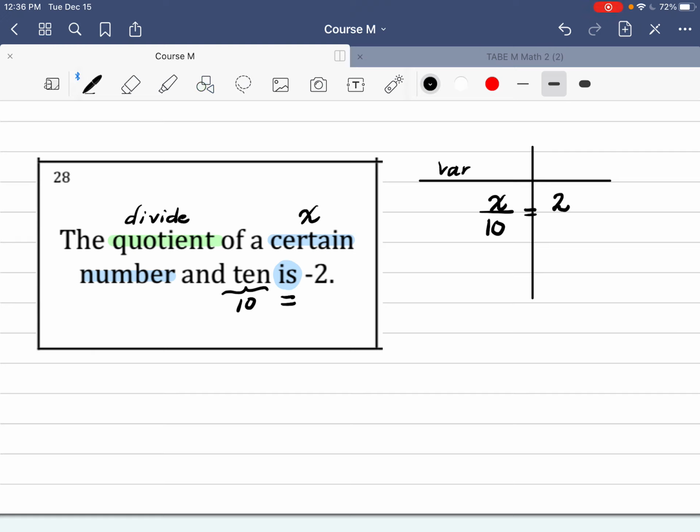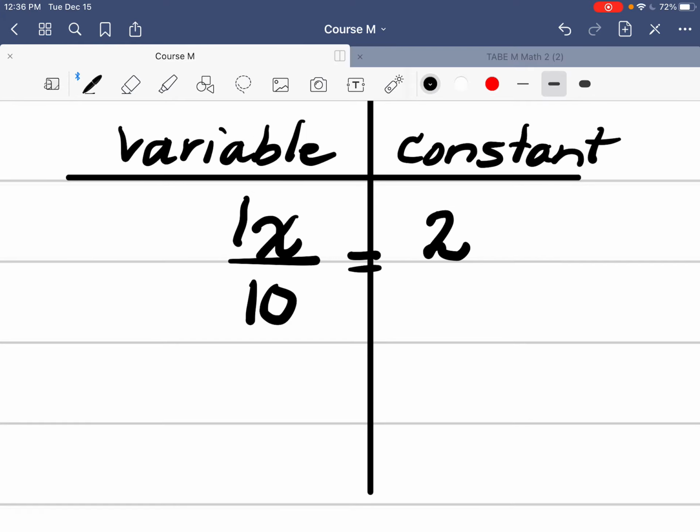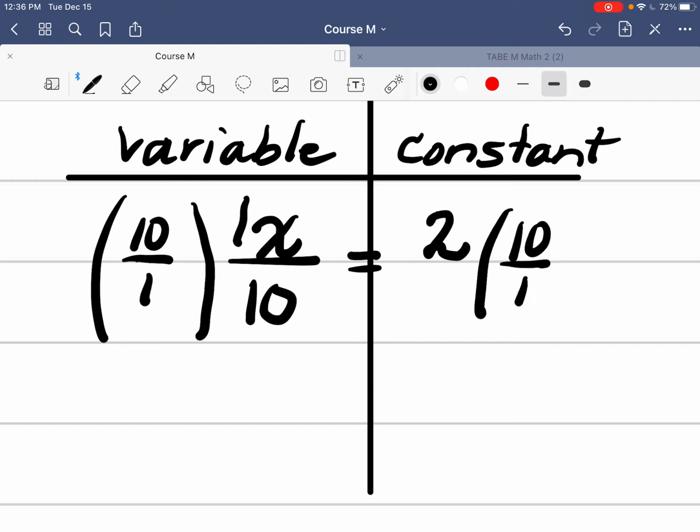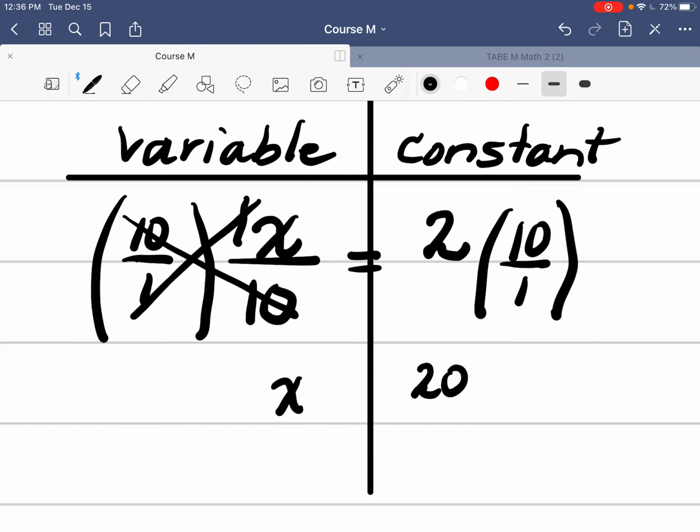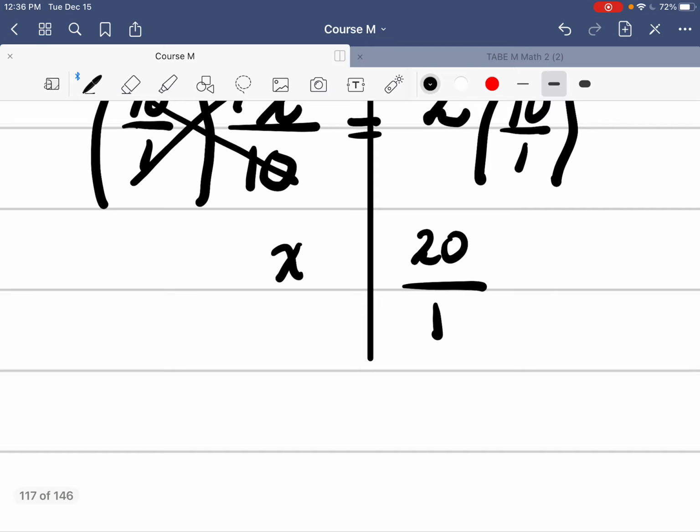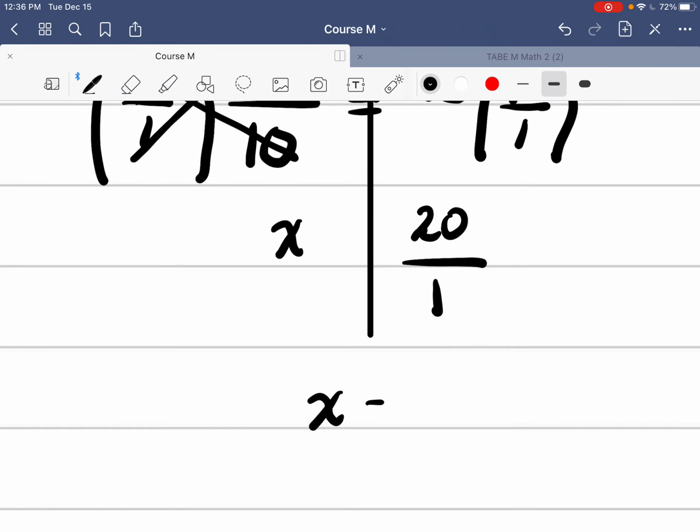You've got your variable and your constant. I'm going to give that x a coefficient, which has to be a 1. And then I need to get rid of the 1/10. So we have to multiply by 10 over 1 on both sides. Cancel. Copy. You get a 20 over a 1. So x is 20.